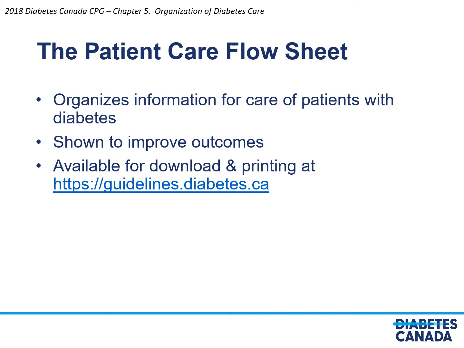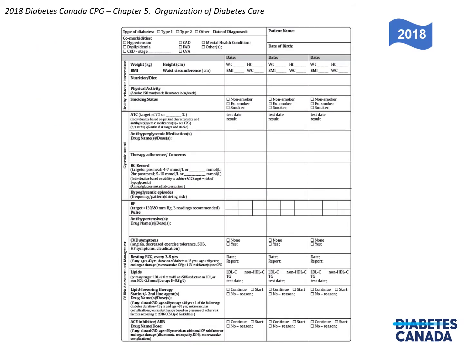One decision support tool which has proved particularly helpful is the patient care flow sheet. Examples of these flow sheets are available at guidelines.diabetes.ca. Here is an example of a patient care flow sheet, this one most adaptable to an electronic medical record system. There are also examples of those that can be used for paper charting.